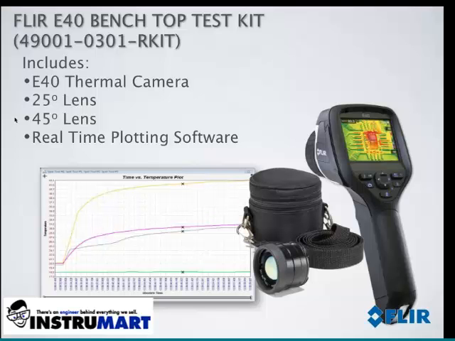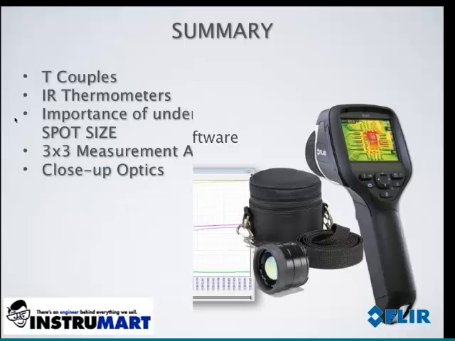This particular instrument is not compatible with the accessory lenses. However, with the 45-degree lens that comes with this instrument, you can resolve down to 200 micron spot size resolution. And this kit includes another lens, a 25 millimeter lens, for doing more general type imagery, and it also includes the real-time plotting software. This software allows you to record both snapshots and movies and do time versus temperature plotting and other analysis.